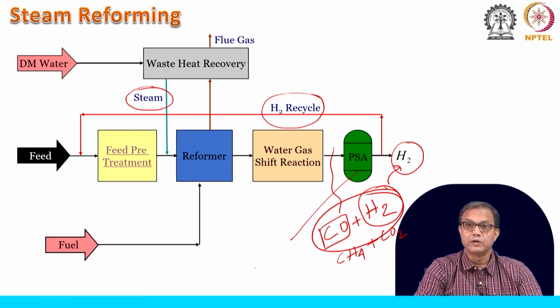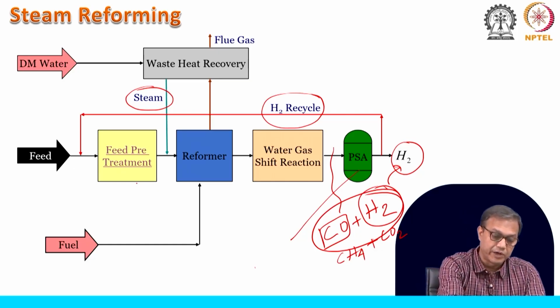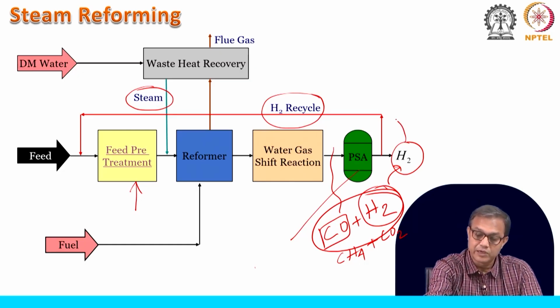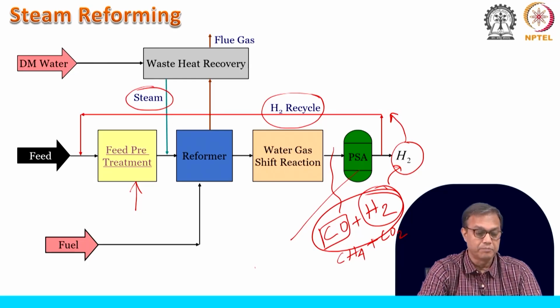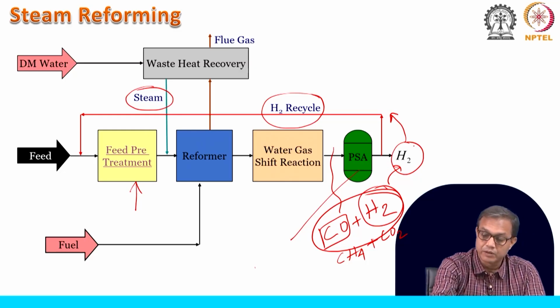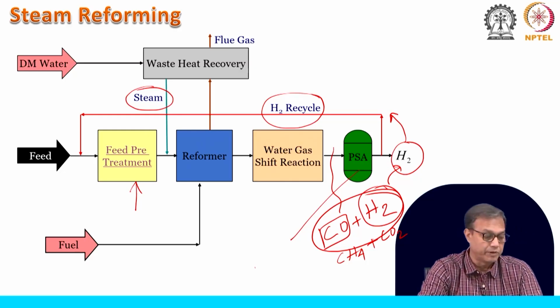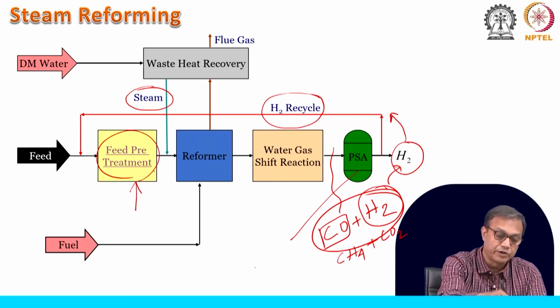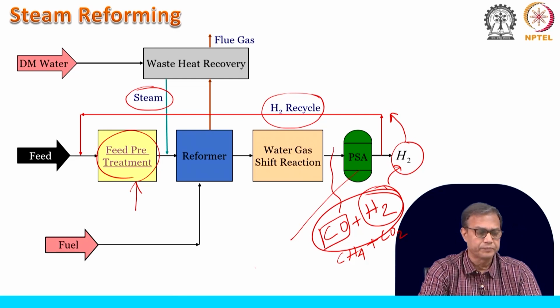And as we have learned earlier, the feed pretreatment needs some amount of hydrogen. So, that hydrogen will come from here, and this feed treatment will be done initially using this final product. A part of it will be diverted to the feed pretreatment. So, this is the process diagram for steam reforming.